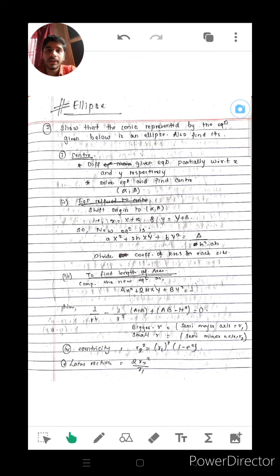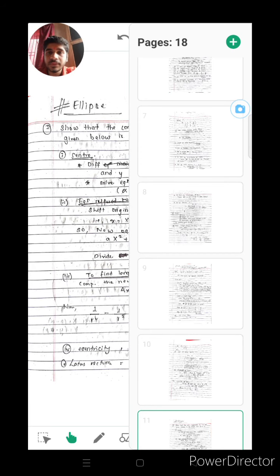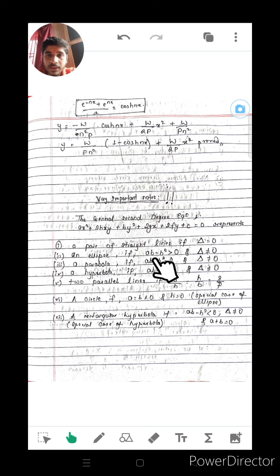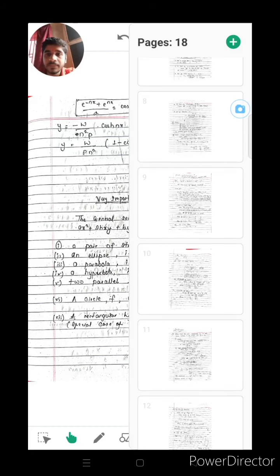Now let's come to an ellipse. So an ellipse is also the same as a parabola. For comparison, we just have to know that AB minus h square is greater than 0, and this determinant value must not be equal to 0.